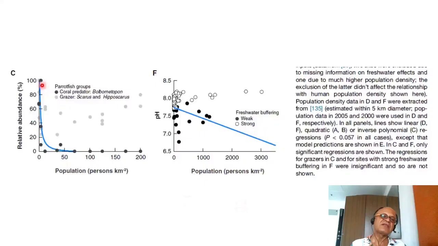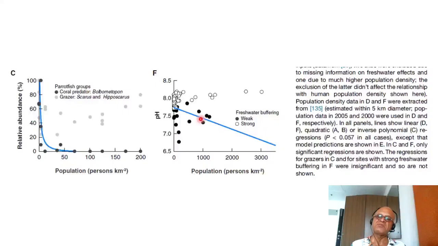Here you have relative abundance of parrotfish, so coral predators and grazers, crashing with population density in persons per square kilometer, and a more linear drop in pH, with freshwater buffering being weak and strong. So if it is strong, then pH can be maintained with population density increasing, but if the buffering ability of the freshwater is weak. What is buffering?